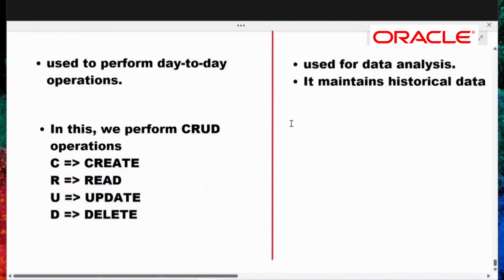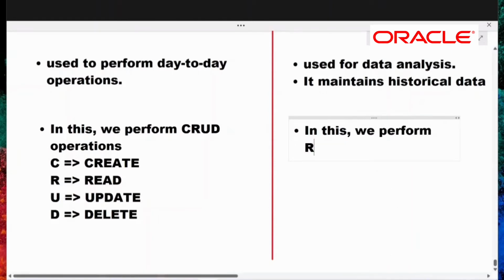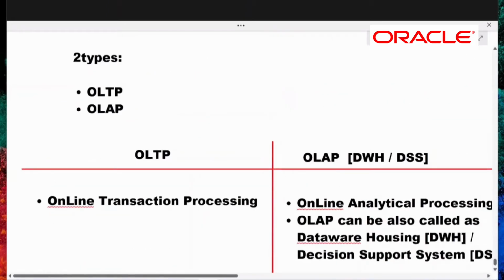But in OLAP, we perform read operations only. The historical data will be there, we just read and analyze the data. Just for reading purposes, we use OLAP. So in this, we perform read operations only. Only the R operation we will perform. We will not perform CUD operations. So this is about types of databases.